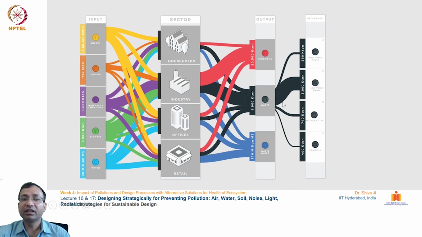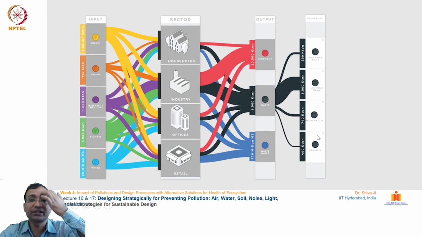And out of that, if you see how much of the waste is processed: 590 kilotons of waste is processed for high value reuse. Then 5,000 kilotons of waste is processed for low value reuse. 740 kilotons of waste is used in incineration facilities for power generation or simply burning the waste, and 400 kilotons of waste is anyway landing in the landfills.